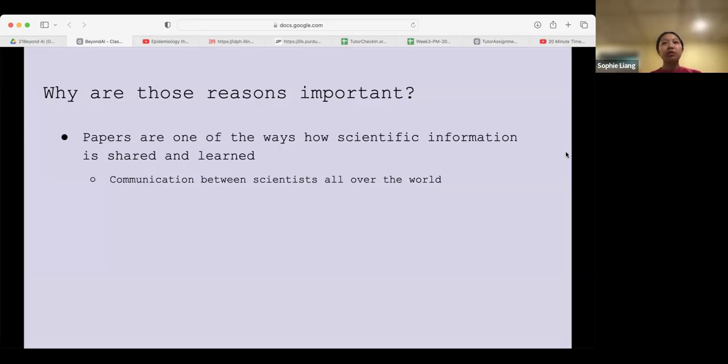So it's important that you know how to read studies in order to make the most out of your time and learn the most information, but also, well, if you know how to read it, it can also help you write an effective paper so that you can communicate well to other scientists.